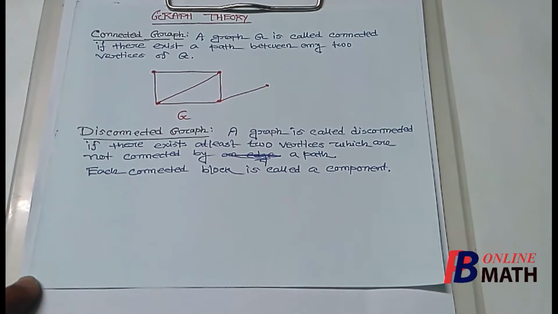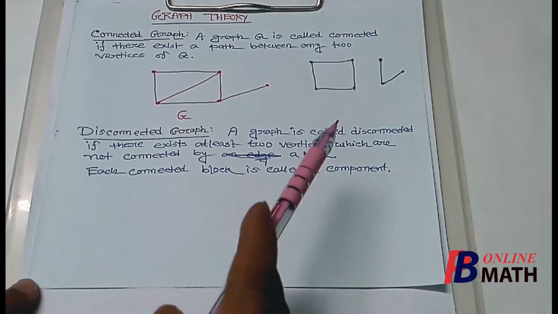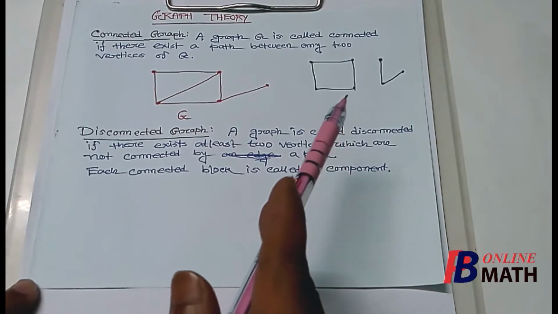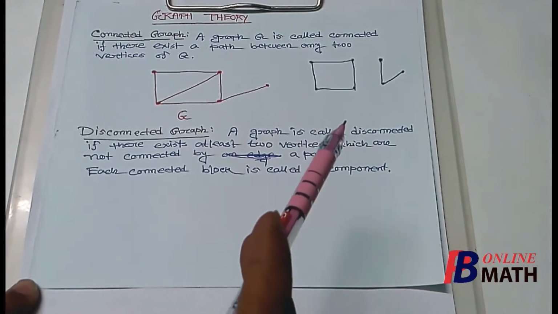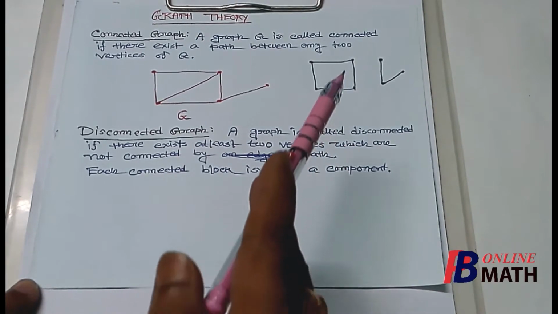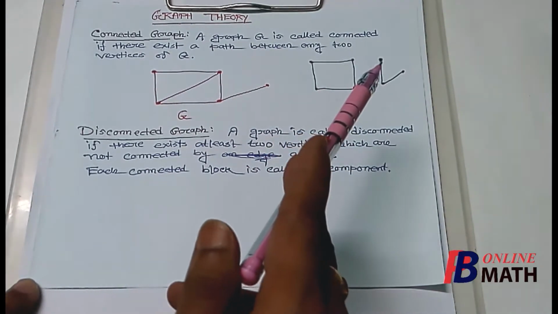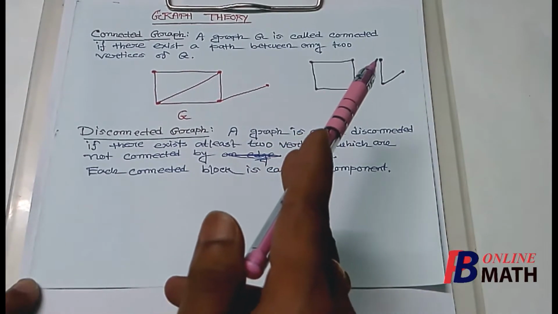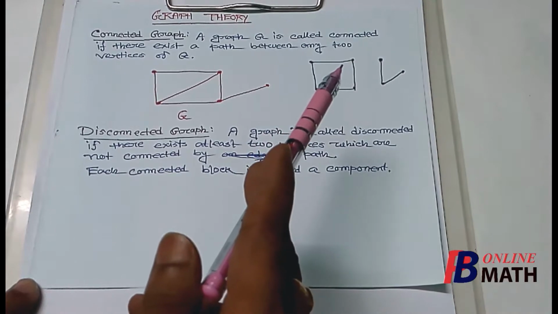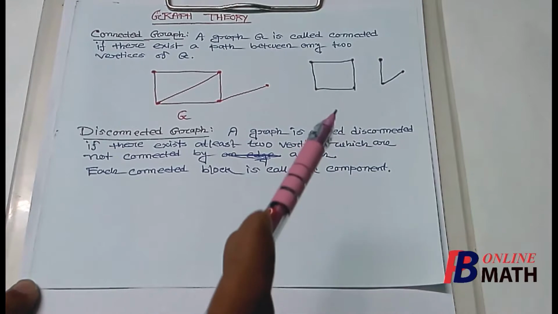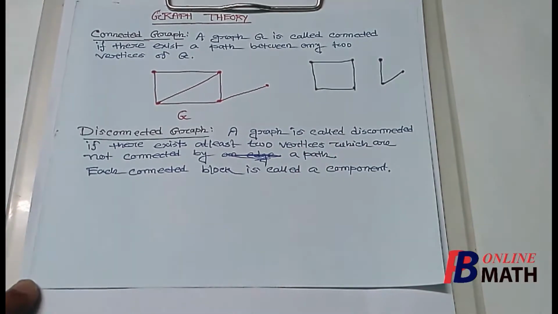Now let us give one example of a disconnected graph. If we consider this graph with 7 vertices and 6 edges, then we find that this graph is disconnected, because if we consider these two vertices, then we find that there is no path between these two vertices. Again there is no path between these two vertices, so this graph is disconnected.